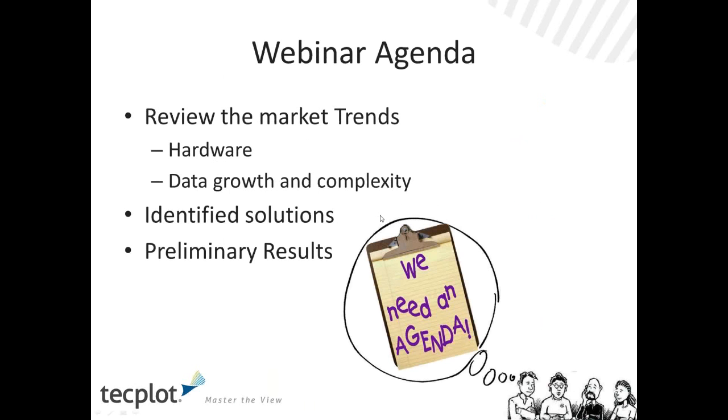For the agenda today, we're going to evaluate some of the market trends that are leading to both the growth in data size as well as complexity. We'll talk about some of the solutions that have been proposed in the industry. We'll also identify a solution that we've been researching and show you some preliminary results, as well as those people who might be interested in participating in some early testing of this new technology. We have an opportunity at the end, if you are interested, to connect with you and perhaps get you early versions of this technology for testing.